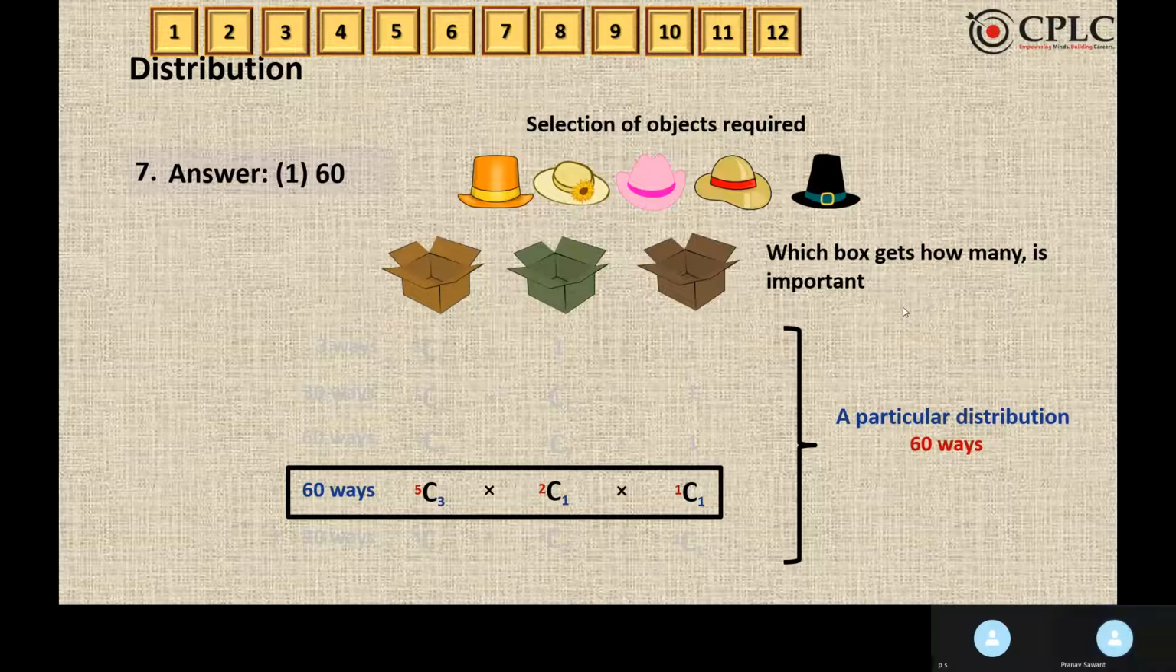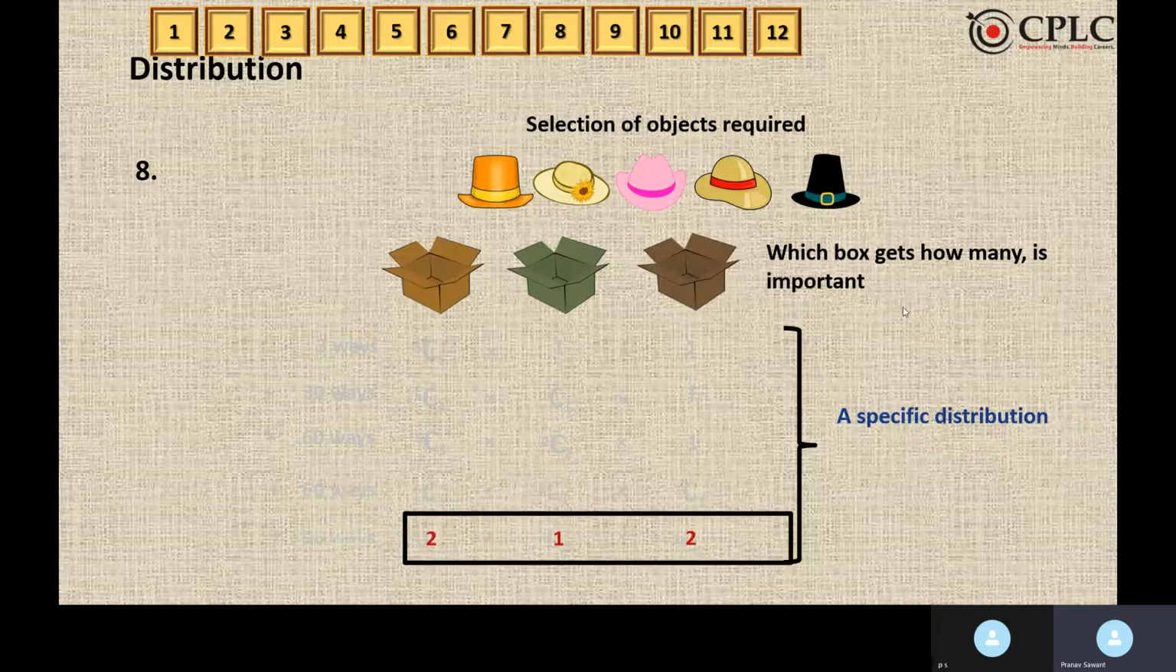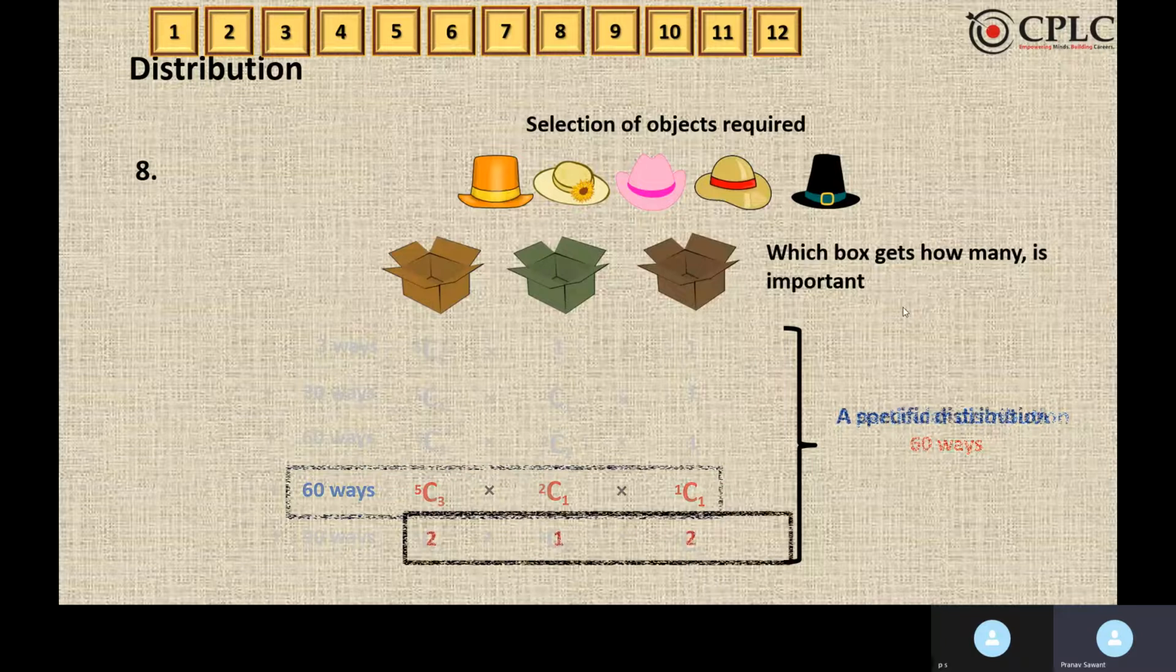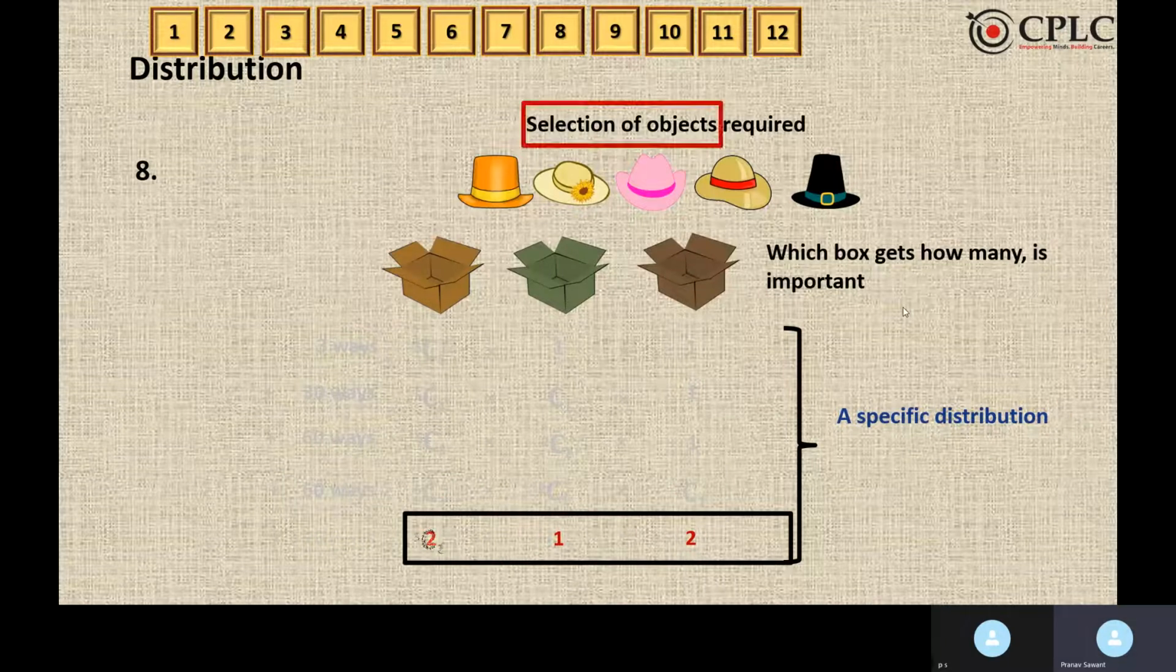Moving to the next question. Now, the eighth one is a type of specific distribution. For a specific distribution, we are just going to consider the last pattern, that is 2, 1, and 2. Over here, selection of objects is required. Hence, we also have to select the objects.